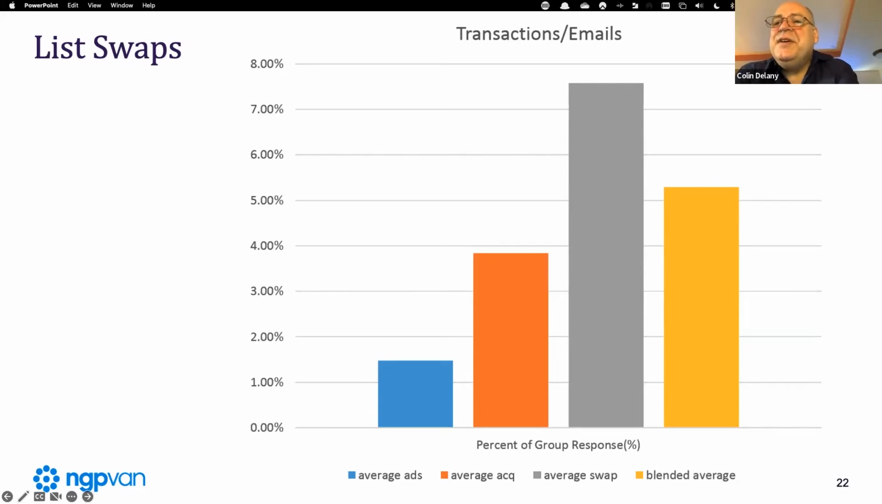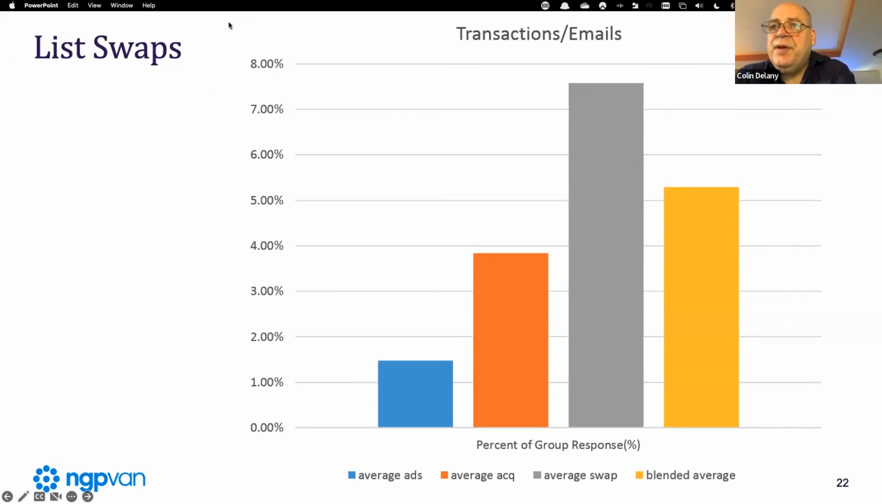All right. Thanks. So the reason I bring up list swaps is that, especially if you're teamed up with an organization that operates in a similar space to you, groups can sometimes get really good response from this, and it doesn't cost you anything but time. And this is similar to the tracking chart I showed earlier, another way of showing the same kind of data. You have the average of all ads, the average of all acquisitions, and then the average of the swaps. So you can see how the swaps bring up the overall level.